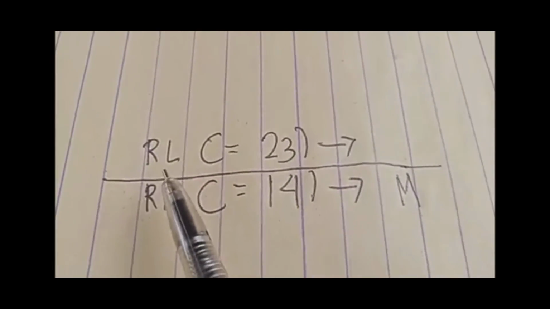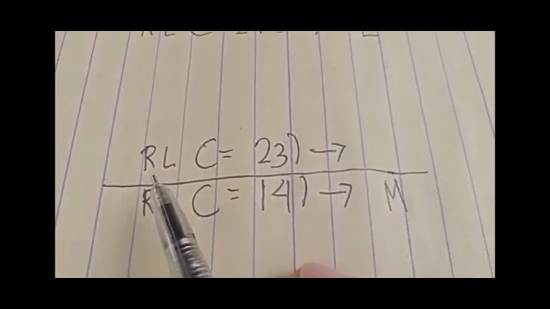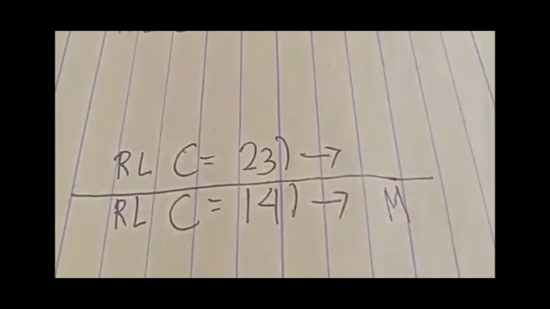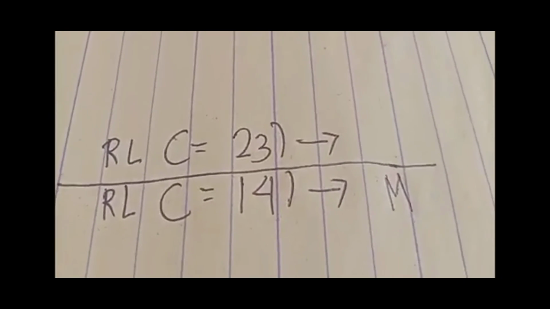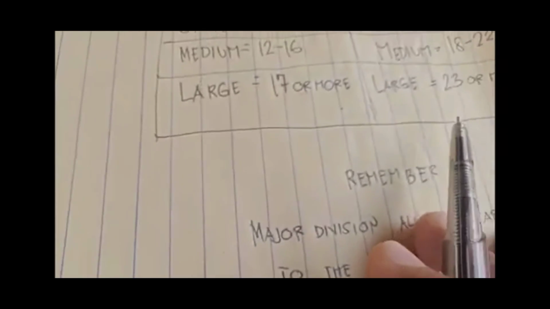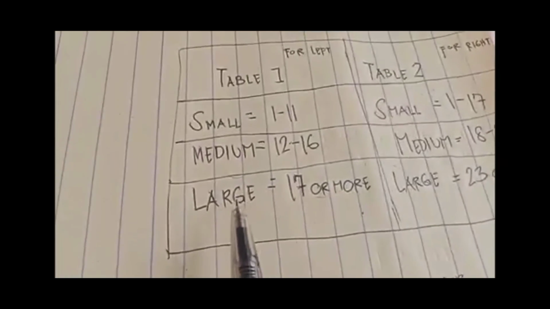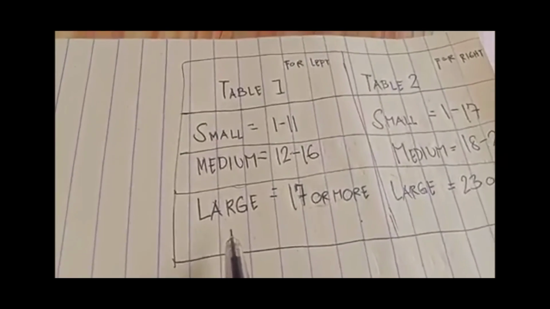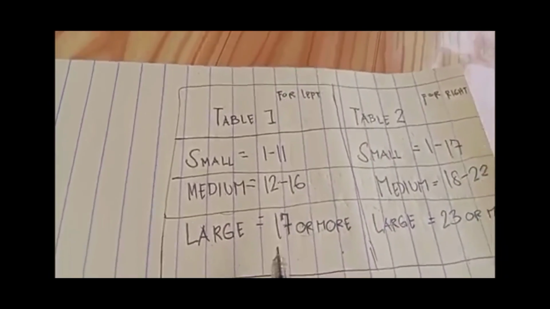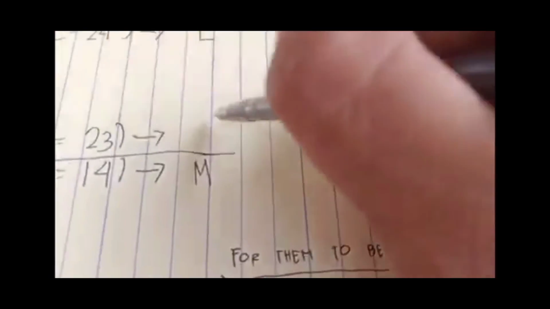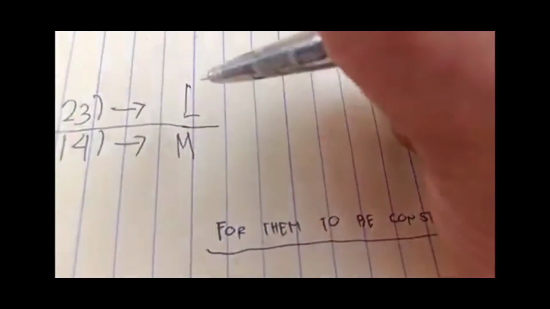And let us proceed to the right thumb. This is a radial loop and has 23 ridge counts. And still, we will look for its symbol at table 1. And it is clear that it belongs to the large symbol. So we will write a capital letter L. And now, this is our major division.